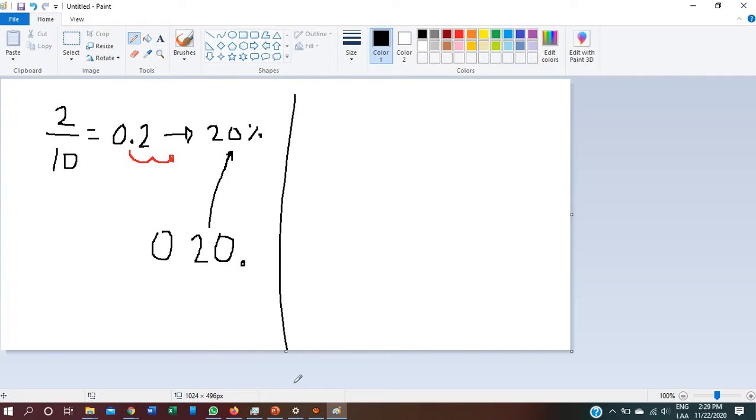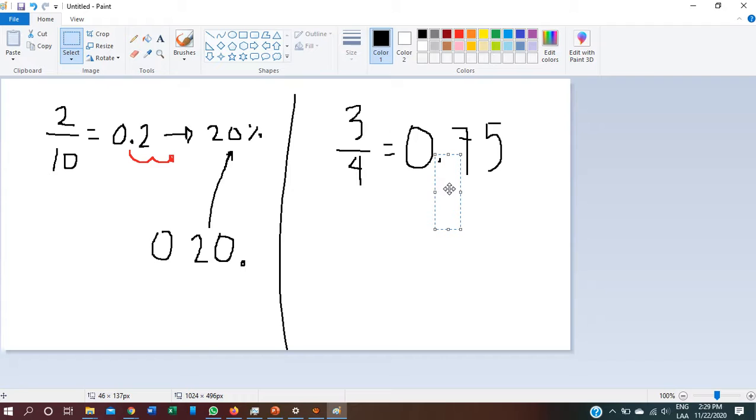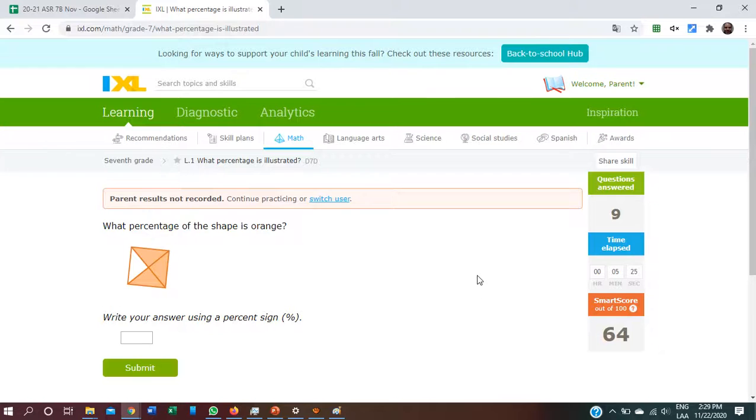As I told you, for example, 3 out of 4, let me explain this. 3 out of 4 equals, if you do this division, you're going to find out that the answer is 0.75. If you want to convert a decimal number into a percent number, you move the decimal point 2 spaces to the right, and you just add the percent symbol at the end. So 75%.